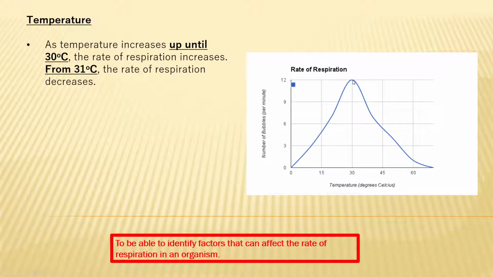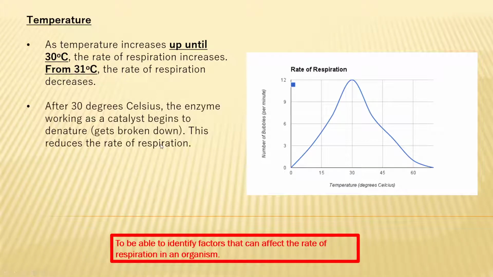From 31 degrees Celsius, the rate of respiration decreases. You may typically see questions that will ask you just to describe the trend, or ones that will ask you to explain why this is happening. So the enzyme that is working as a catalyst begins to denature. Another very common term that you see when studying enzymes, and this simply means that it gets broken down. If the enzyme, the catalyst, has been broken down, the chemical reaction cannot continue to work at its optimal rate. This will reduce the rate of respiration.